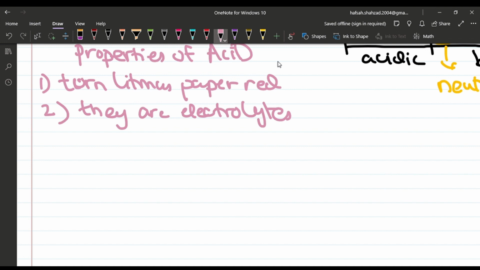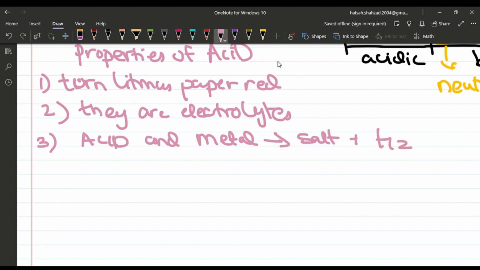Some of the properties also include reactions of acid with salts, with metals, with bases, or with carbonates. So we'll be looking at each of these reactions one by one. First and foremost, acid and metal give out salt plus hydrogen. You have to remember this one line: acid and metal always react to form salt and hydrogen gas.